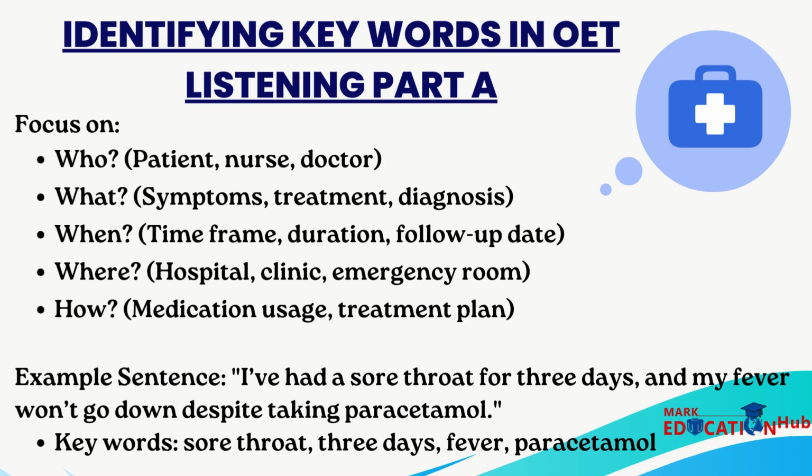In OET listening Part A, identifying key words is crucial for accurate note-taking. Focus on the who, what, when, where, and how of the conversation. Listen for details about symptoms, treatments, diagnoses, timeframes, and locations. For example, in the sentence, "I've had a sore throat for 3 days and my fever won't go down despite taking paracetamol," the key words are sore throat, 3 days, fever, and paracetamol. Training your ear to catch these details will help you complete the notes quickly and accurately.